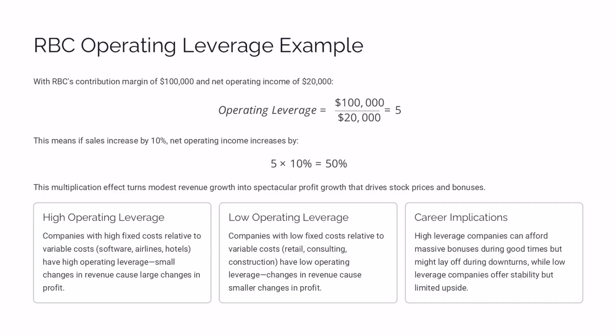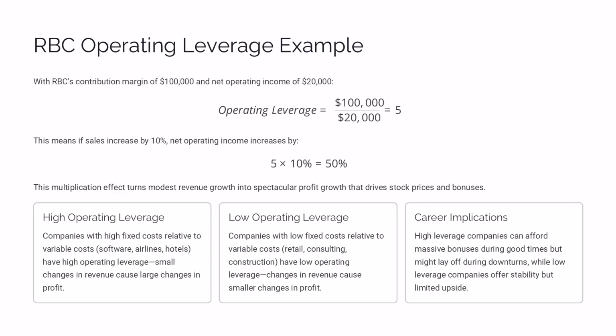RBC operating leverage example, the 5x multiplier. Let me show you the exact calculation that hedge funds use to identify explosive growth opportunities using RBC's operating leverage of 5, which is similar to high growth companies like Shopify, Square, and Roku that can double or triple on earnings beats because of this multiplication effect.